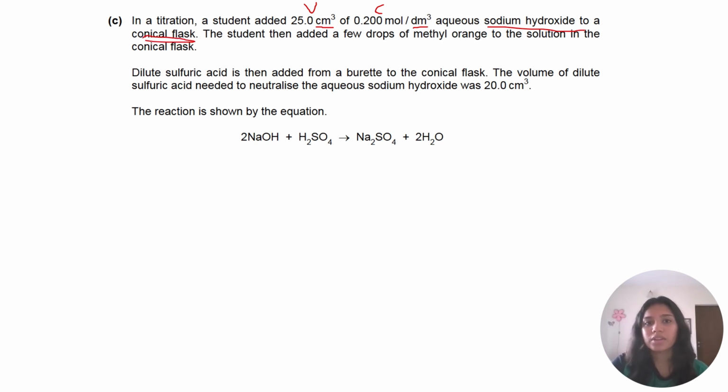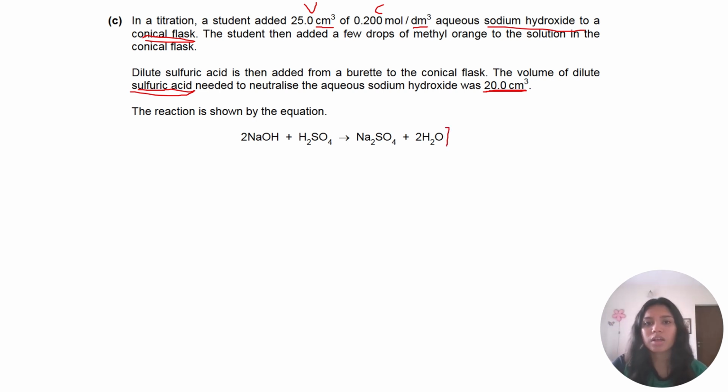The student then added a few drops of methyl orange to the solution in the conical flask. Dilute sulfuric acid is then added from a burette to the conical flask. The volume of dilute sulfuric acid needed to neutralize the aqueous sodium hydroxide was 20 cm³. So we need to underline this as well. And this is the reaction equation.